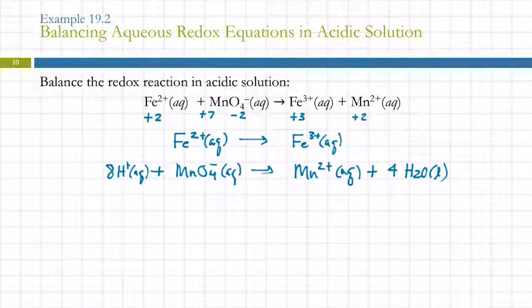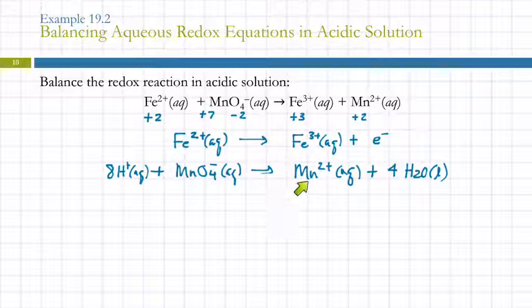The next step is to balance the charges by adding electrons. So the top one, I've got a +2 on one side and a +3 on the other side. I'm not trying to make them 0. I'm just trying to make them the same. And the only thing I can do is add negative electrons. So if I add 1 electron to this side, +3 and -1, that gives me +2 charge on this side and +2 charge on that side.